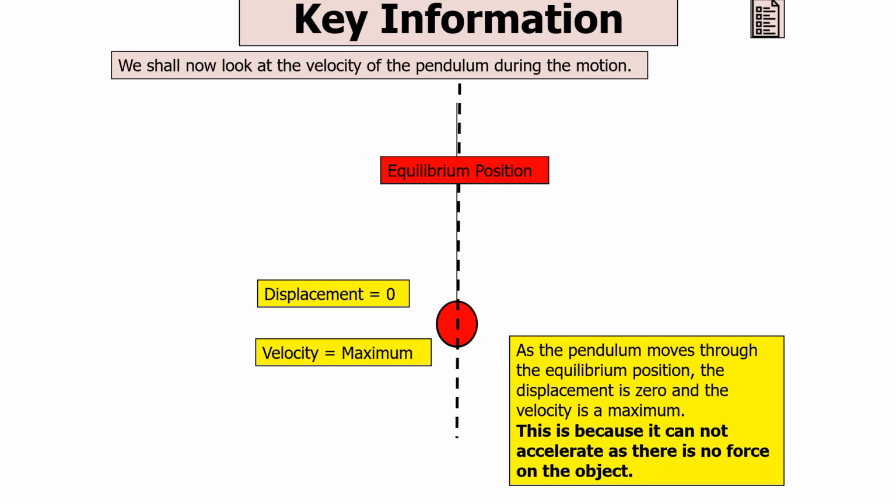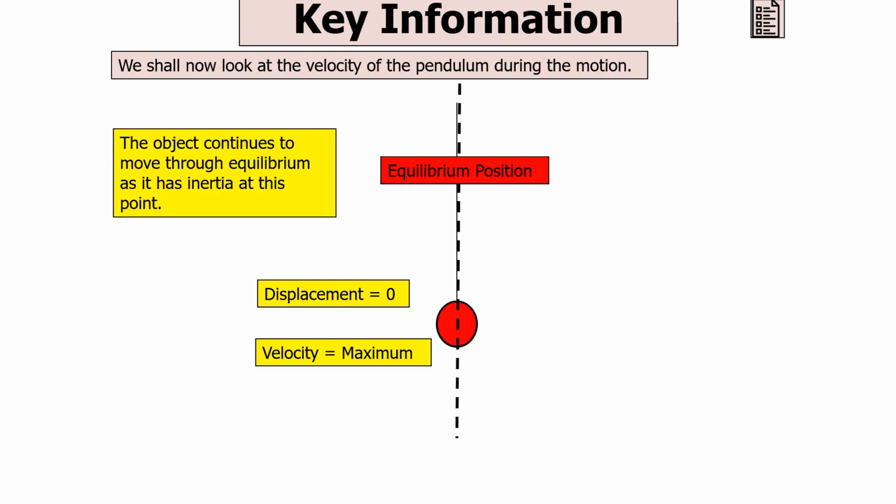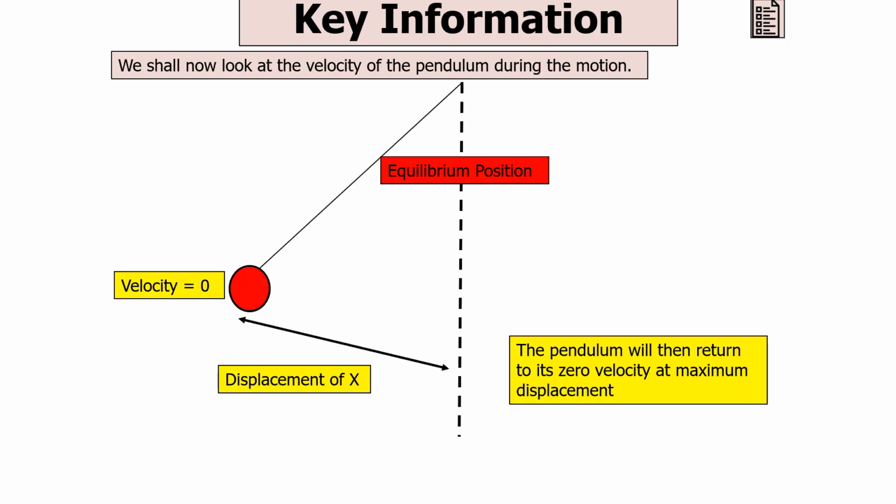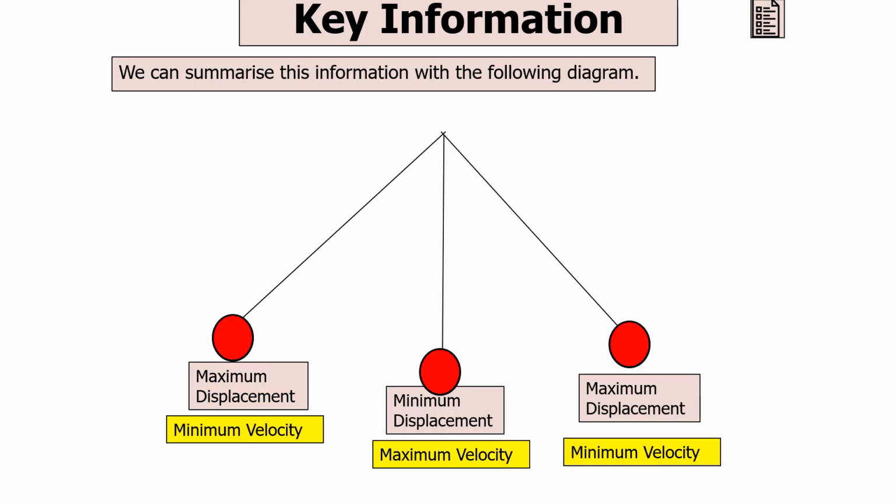Once again, we go back to the equilibrium position, the displacement is 0, the velocity is a maximum, because there's no more restoring force or resultant force acting on our object at this point. But again, the object will continue to move through equilibrium as it has inertia. The pendulum then returns to 0 velocity at its maximum displacement at the start of the cycle. So we can see on the following diagram that when you have maximum displacement you have minimum velocity, and when you have minimum displacement you have maximum velocity.